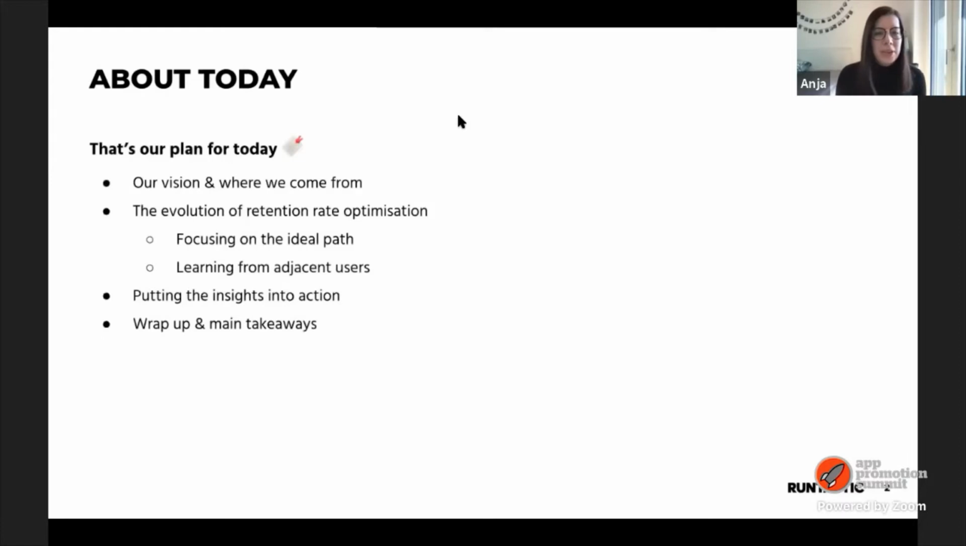So quickly about today, this is our plan. I'm going to share with you our vision, where we're coming from, and then we will go right into the topic of retention rate optimization. Building up on the talk that I did last year already at the App Promotion Summit, we're going to be talking about the different steps of retention rate optimization. And after that, we're going to get into action. So I'm going to be telling you a bit about what we did recently and also what the outcome of it was. And then we're going to be ending the session with a little wrap up and some takeaways for you.